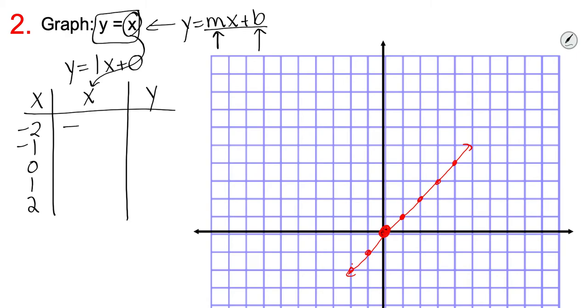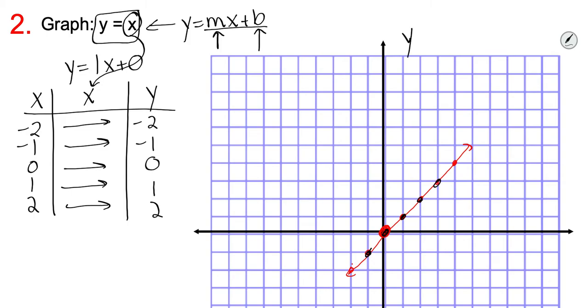And you can see that there isn't really much to do here besides plot a one-to-one system where you just got the same numbers. Okay, so we got -2, -2, -1, -1, 0, 0, 1, 1, 2, 2, which is exactly what we did here with our slope-intercept. Okay, so pay attention.